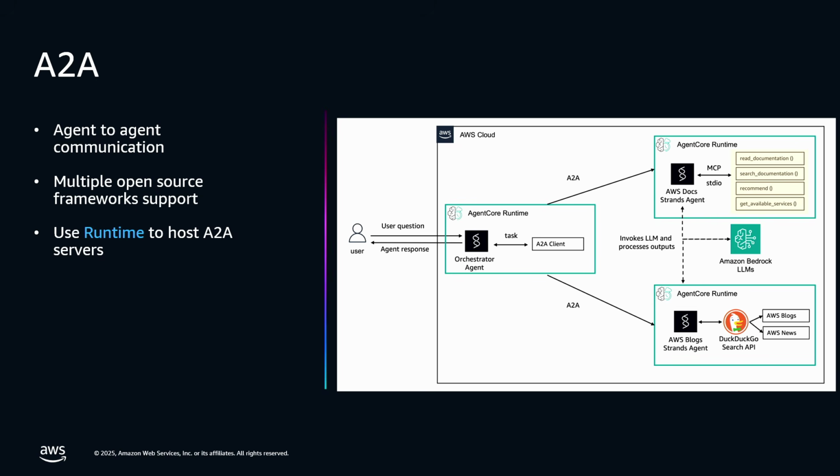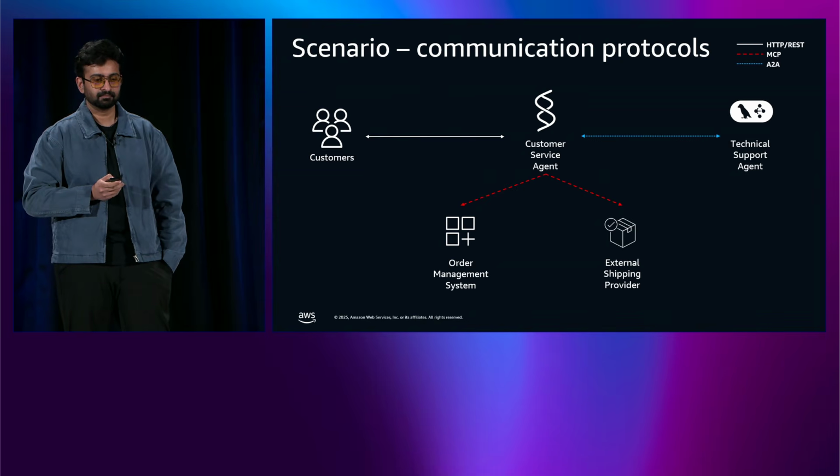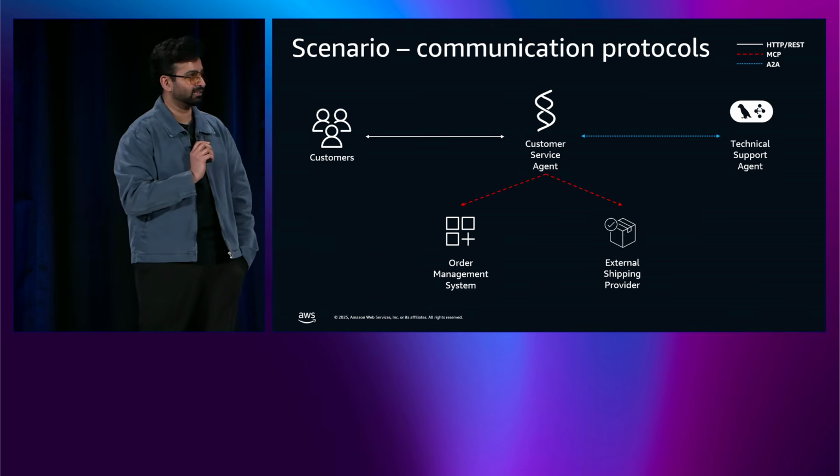Since A2A is a native protocol like MCP that's supported in runtime, once again, you don't have to make any changes in code, and you can directly host your A2A servers. You can have an A2A client, similar to an MCP client, connect to these A2A servers to test it out as well. So great. Now we're going to change that little architecture diagram a little bit.